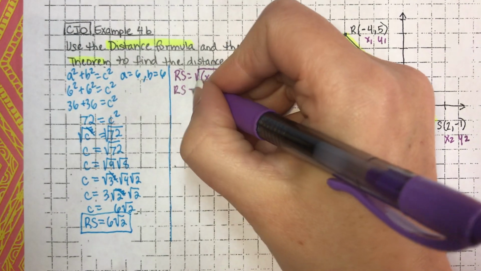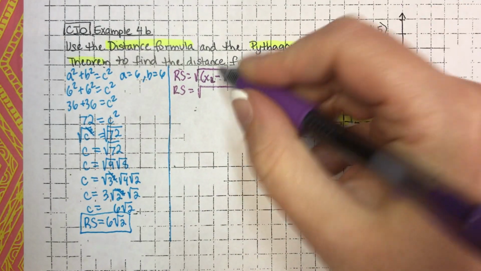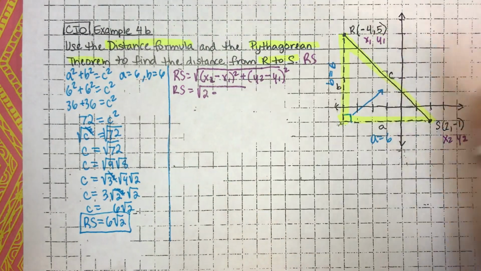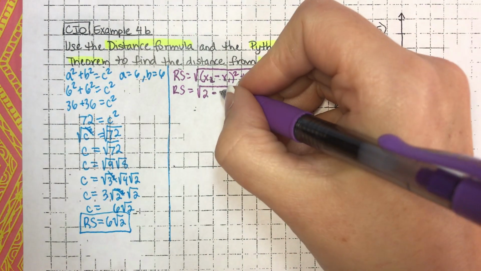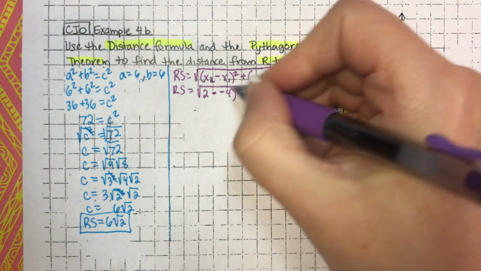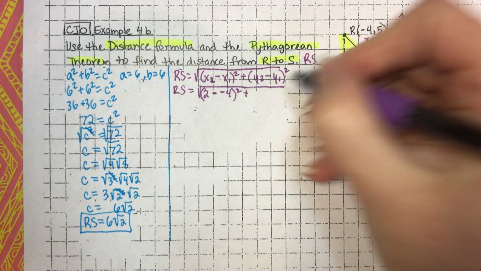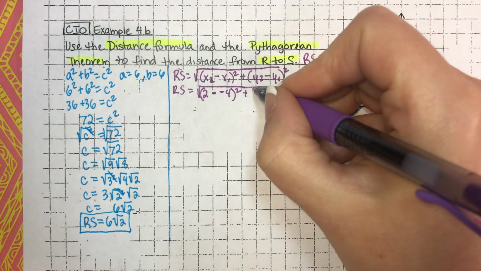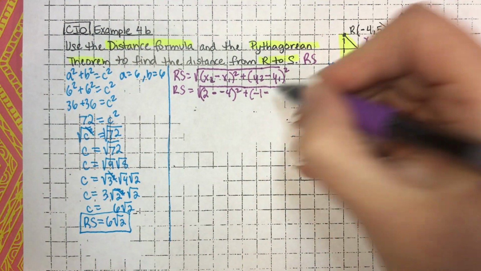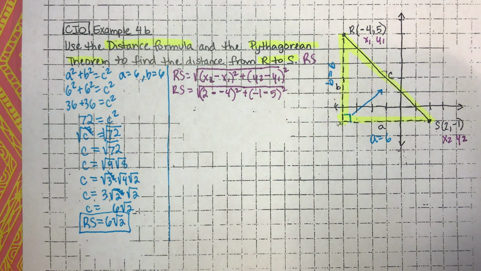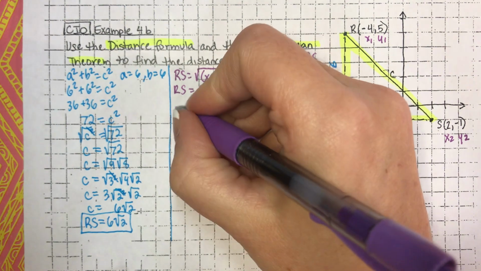So we have RS equals the square root of, what's our x2? x2 is right there, 2. Minus x1, which is -4. And all of that is squared. Oh, I forgot my parenthesis. There it is. Plus y2, which is -1, minus y1, which is 5. And all of that is squared. Okay, now it's just time to simplify.